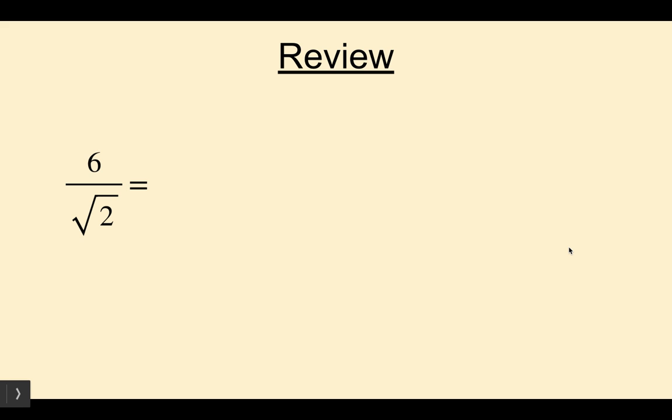All right, before we do that, let's do a little review on how to rationalize denominators. What I mean by that is I have a square root of 2 right in the denominator, and I want it to not be there anymore. That's the deal. Okay, so how do we do this?